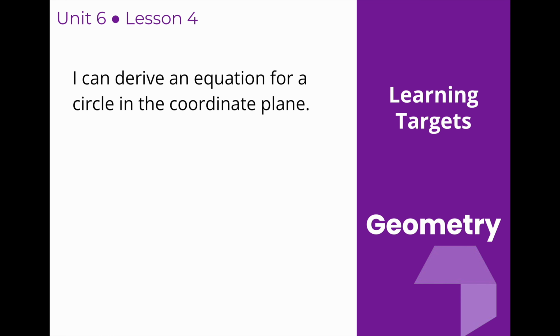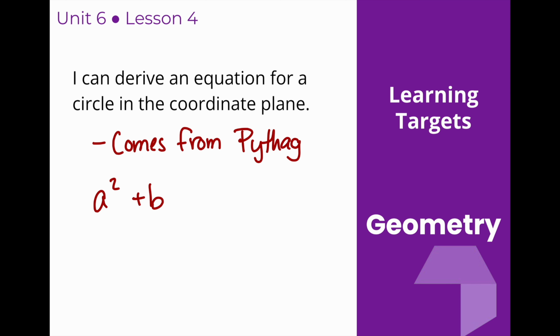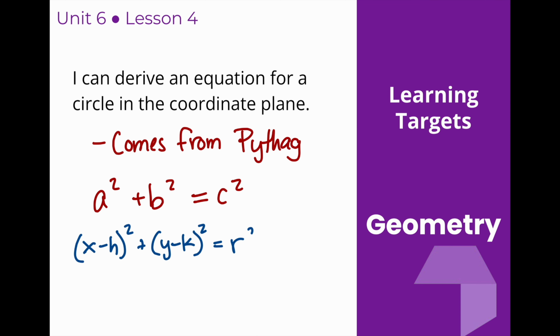So hopefully, after this, you're feeling pretty confident about deriving an equation for a circle in the coordinate plane. Remember, it comes from the Pythagorean theorem. So you can just say comes from Pythag. And just remember that that's what we use it for. So it's based on a squared plus b squared equals c squared, but instead we're using x minus h as our a, y minus k as our b, and r as our c.